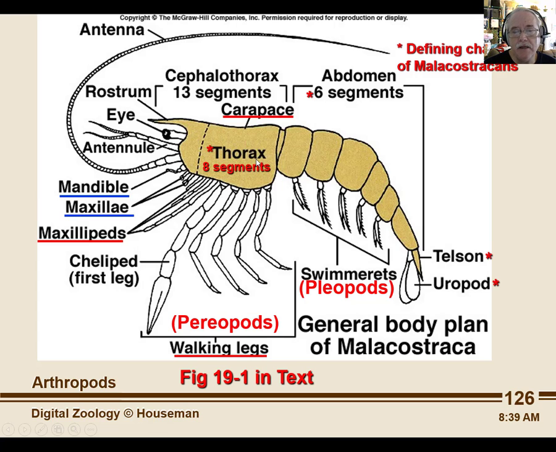We have a thorax with 8 segments, right? 5 pairs of walking legs, plus 3 pairs of maxillipeds. Okay, the walking legs are also known as periopods, and the abdominal appendages are also known as pleopods, right? So abdominal appendages, pleopods, thoracic appendages, periopods. Often, but not always, the first pair of walking legs has a claw or cheliped on it, like in a lobster. Okay, and at the tail end here, we've got the telson and the final pair of appendages, the uropods.